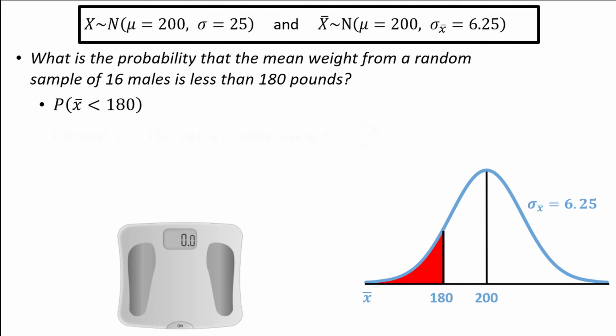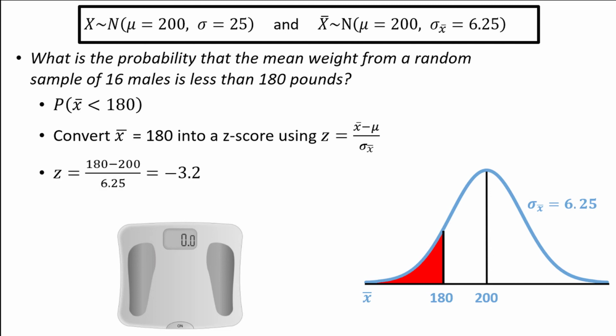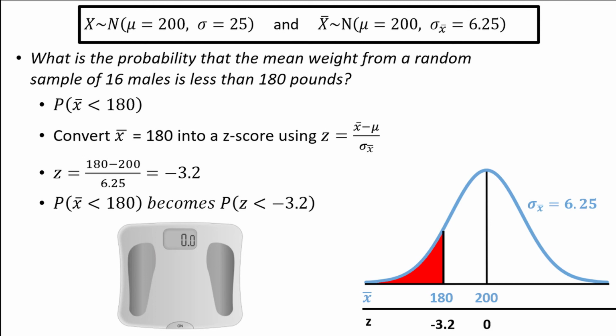First, let's convert x bar equals 180 into a z-score. The z-score calculation is essentially the same as it was in the single observation case, except now we have x bar instead of x in the numerator, and the denominator has the standard deviation of x bar, which we know to be 6.25. We have 180 minus 200 divided by 6.25, which is equal to negative 3.2. The probability statement becomes the probability z is less than negative 3.2. We can also add the second horizontal axis to the graph to put on the z-scores.